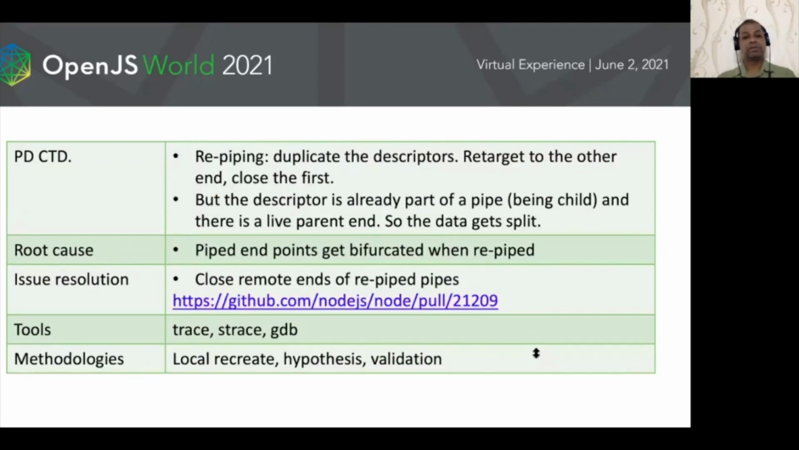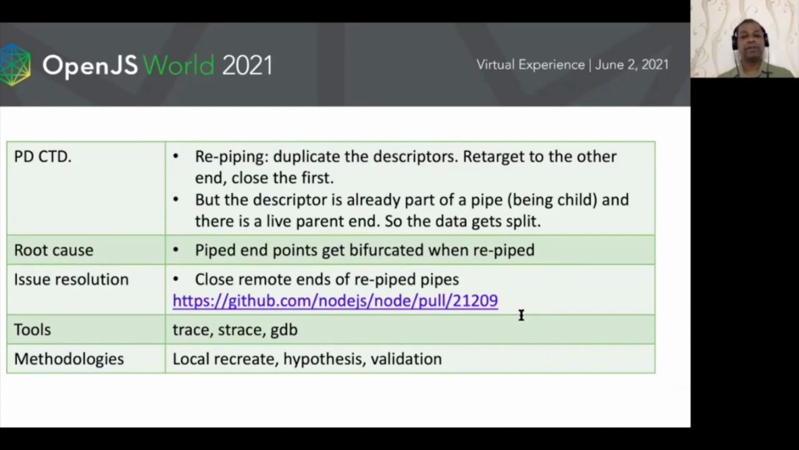So one of the hypotheses that we made around this was that the child endpoint is already a pipe. We know about that. And that essentially means there is already a channel that is open between one of the child processes and the parent process.